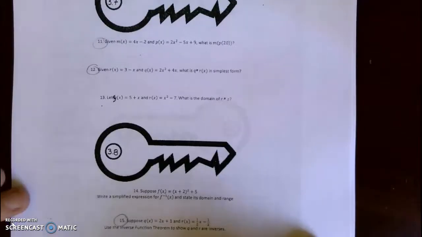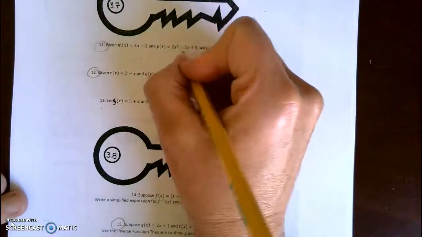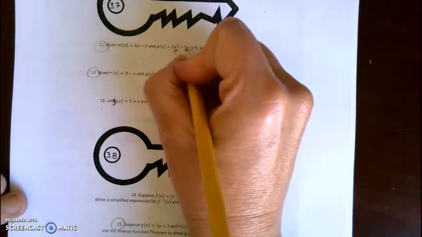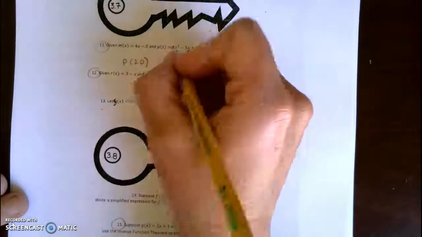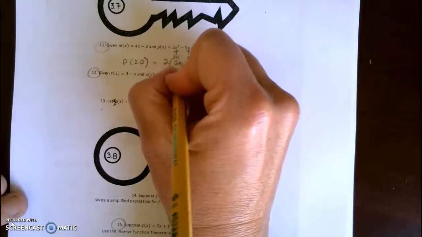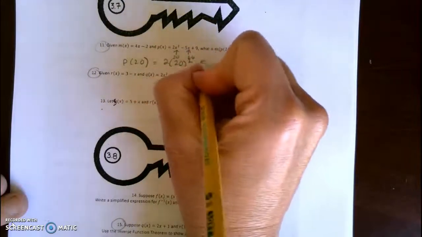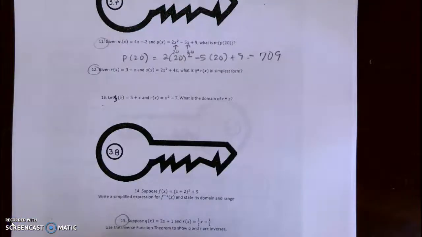On this page, I'm going to say do 11, 12, and 15. 11, you're going to put 20 into P, so you're going to put a 20 here and here. And so we have P at 20. When we put the 20 there and there, we're going to have 2 times 20 squared minus 5 times 20 plus 9. And we get 709.